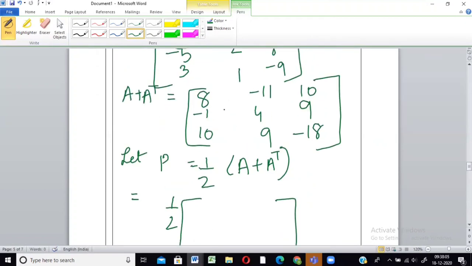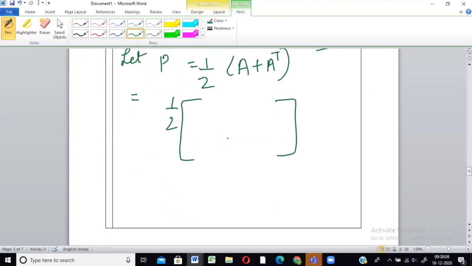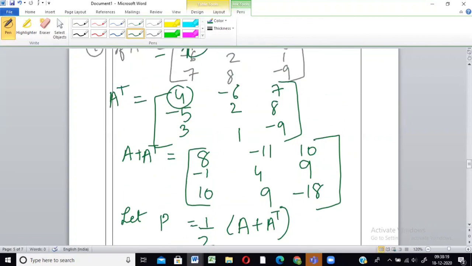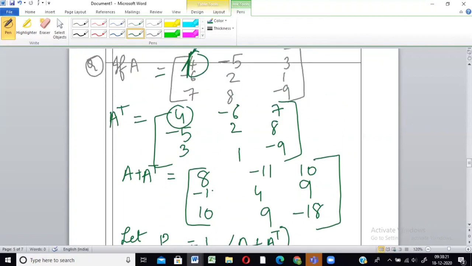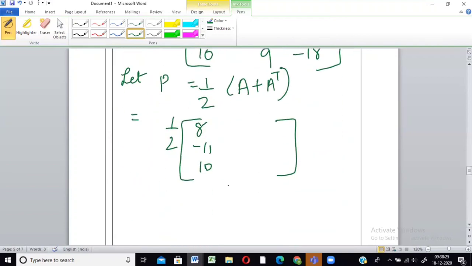What is A plus A transpose? This entire thing: 8, minus 1, 10; minus 7, 4, 9; 8, minus 11. Minus 11? Okay, is it minus 1? Minus 6 minus 5 is minus 11, right? Sometimes numbers just disappear. Anyways, so 8, minus 11, 10; minus 11, 4, 9; 10, 9, minus 18.